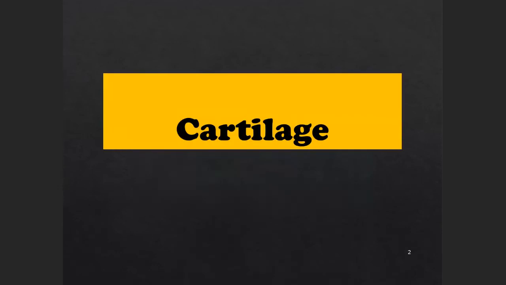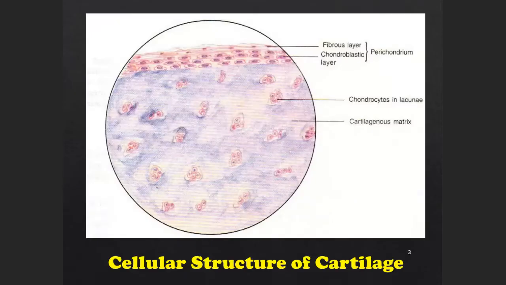First is cartilage. Now see, this is basically a diagrammatic representation of what we have learned. If you have remembered, there are three types that we have read. First is your perichondrium, then chondroblast, and your chondrocytes. So this is basically your fibrous layer. In this fibrous layer, what you will see is your collagen fibers and fibroblast-like cells.